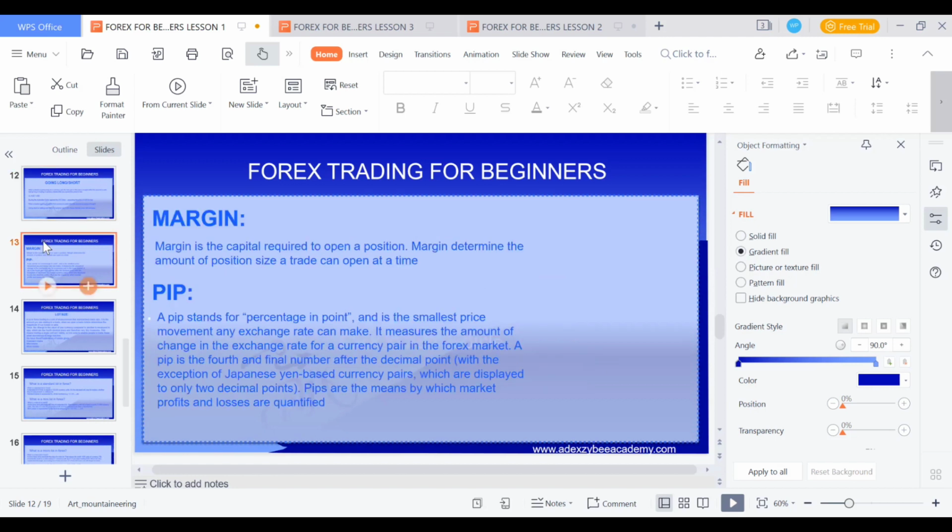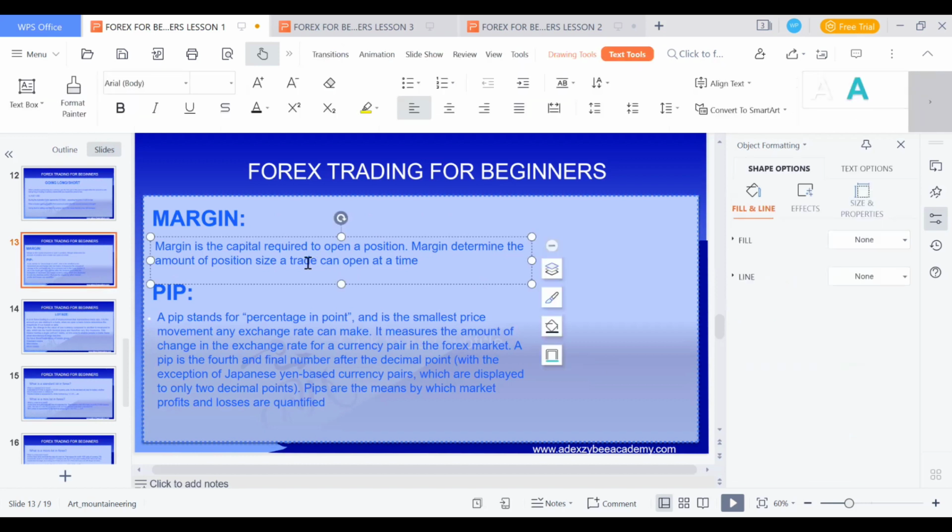Let's proceed. The next one is margin. Margin is the capital required to open a position. Margin determines the amount of position size a trader can open at a time. So this simply is the least amount you need before you can open a trade, or I can call it the amount of money you have to keep it running.